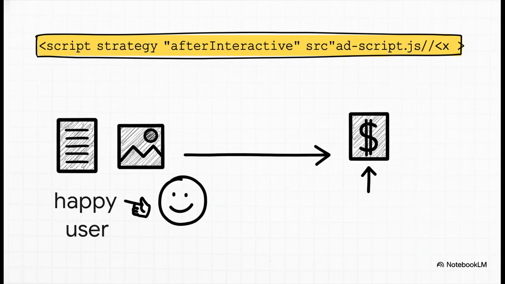Now, if you only remember one thing from this whole explainer, make it this line of code. This is the magic bullet. Setting the strategy to afterInteractive is you telling Next.js, hey, listen, load my actual website first. Let the users see the content and be able to click around. Then, once they're settled, you can go and get the ads. It's a total game changer for your initial page load speed.